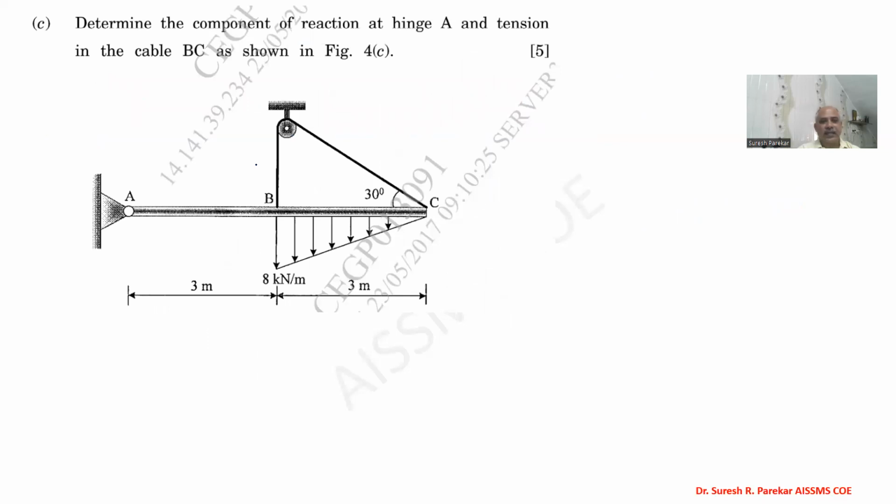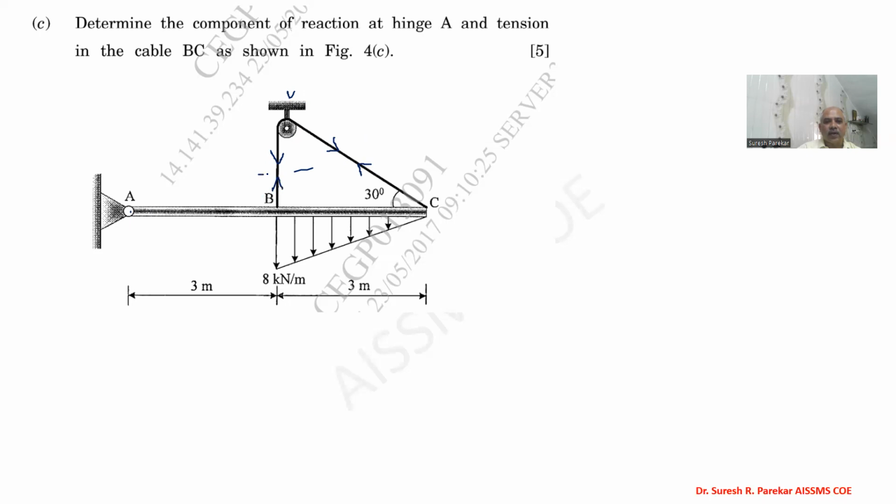Now this was asked in one examination. Determine the components of reaction at hinge A and tension in cable BC as shown in the figure. Here we have only one support, support A, which is a pin support. Then we have a rope and pulley arrangement, and the beam is hung by this system. When we cut the cable, we get tension, because in a cable we always have tension, with arrows pointing towards each other.